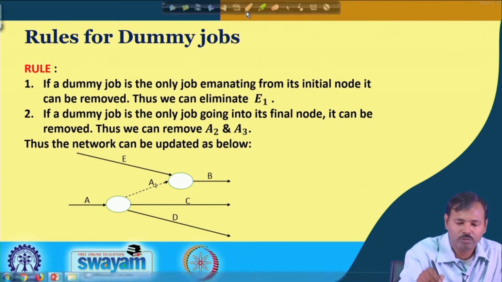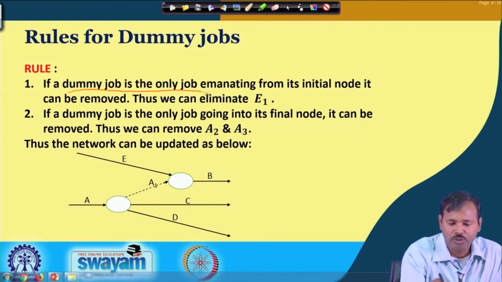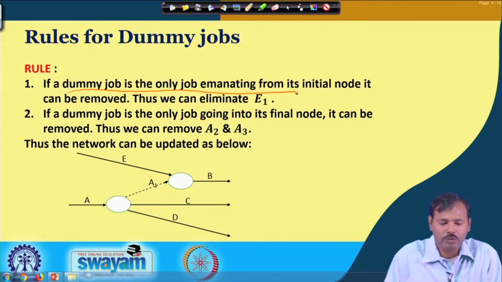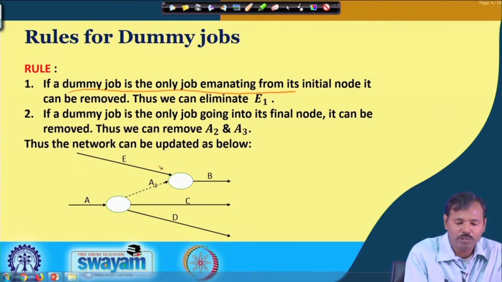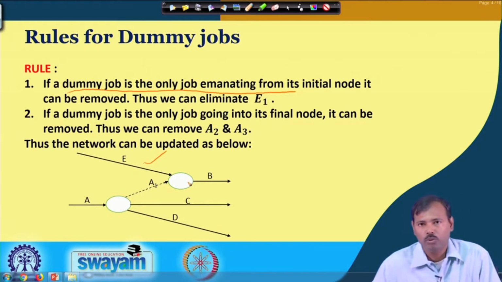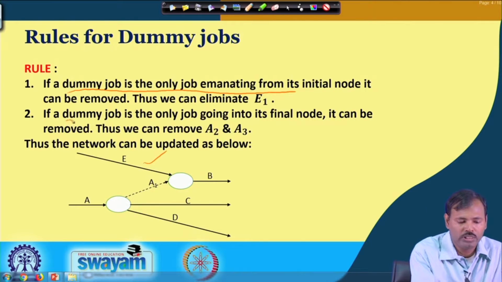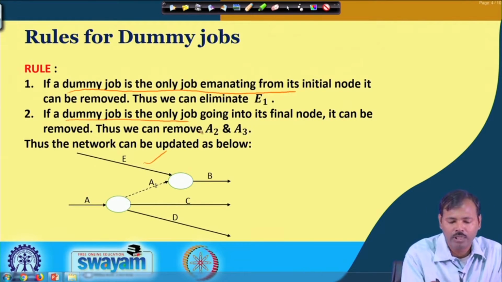For that, what rules are we following? The first rule is the dummy job which is the only job emanating from its initial node can be removed, and that is why the E1 dummy job is removed and we directly connect the E to the job B as its immediate predecessors.